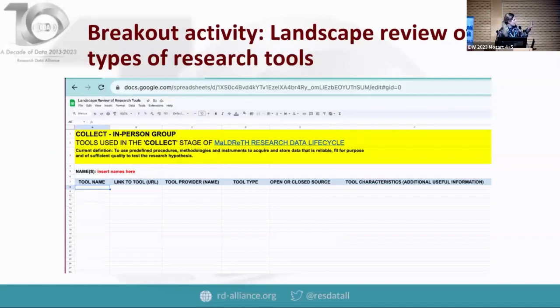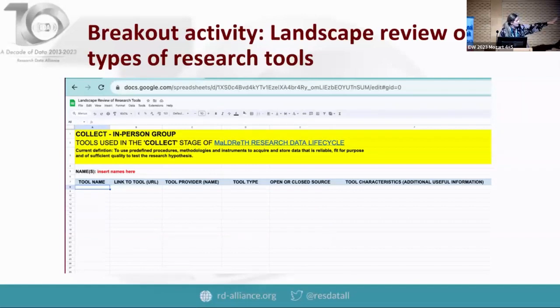So as you can see, we're asking you to provide the name of the tool, a link of the tool. If you know the name of the tool provider, that would be useful. What type of tool is this? Is it a repository? Is it an archive? Like, you know, we just try to describe these tools as best as you possibly can. If you can identify if it's open or closed source, that would be useful.